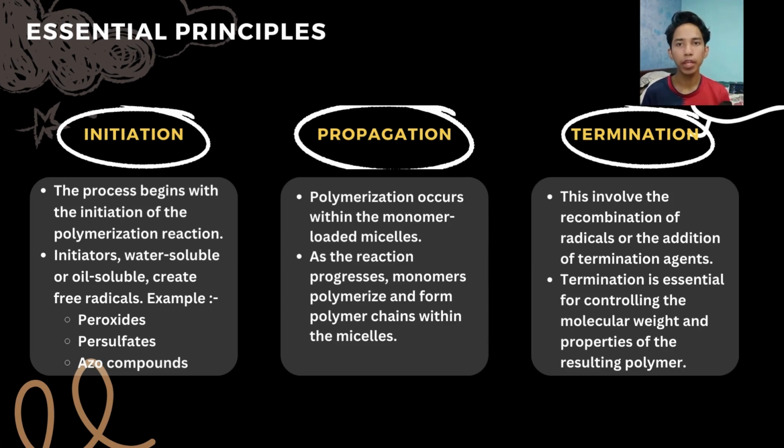I have concluded and made it into a polymerization mechanism. For initiation, initiators need to be water soluble or oil soluble to generate free radicals. For propagation, polymerization occurs within the monomer-loaded micelles. Polymerization continues and the monomer droplets grow into polymer chains. For termination, this involves the recombination of radicals or the addition of termination agents. It's essential for controlling the molecular weight.